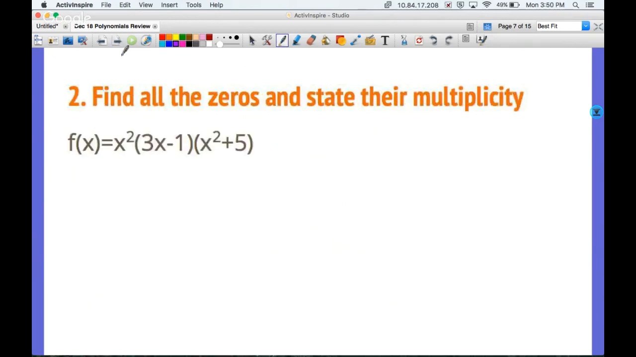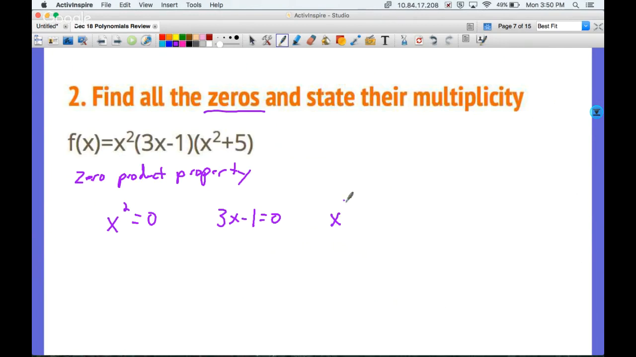All right, problem number 2. Find all zeros and state their multiplicity. So here we're going to use the zero product property to state that we've got a bunch of different things here being multiplied. We're going to call those things factors. But if you've got a bunch of things being multiplied, if you can make one of those 0, it'll make the whole thing 0, and you will have found a quote-unquote 0. So x squared equals 0, 3x minus 1 equals 0, x squared plus 5 equals 0.